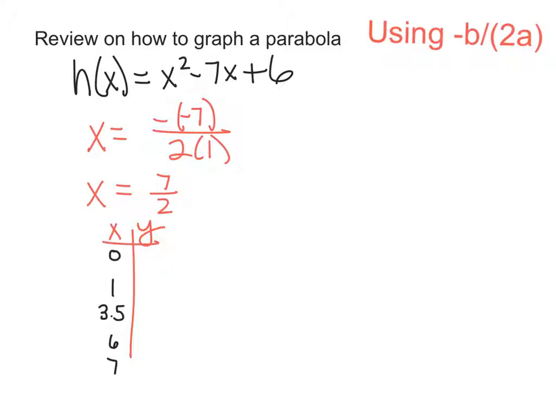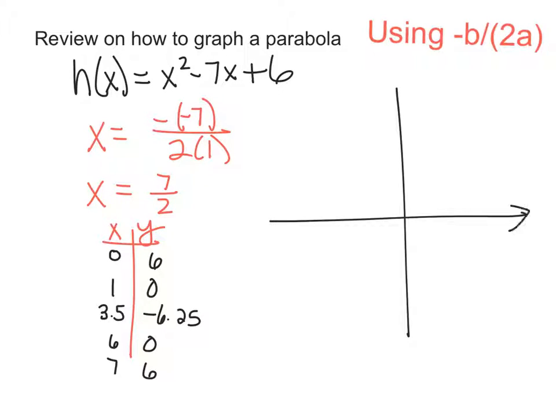If I plug in 0 up here, that would give me 6. If I plug in 1 squared is 1 minus 7, that's negative 6 plus 6, that gives me 0. That means if I plug in 6, that should give me 0. And if I plug in 7, that should give me 6. It's symmetric. And now 3.5. So I'm going to use my calculator here. So let me pause the video and use my calculator. All right, I'm back, and it looks like it's negative 6 1/4.